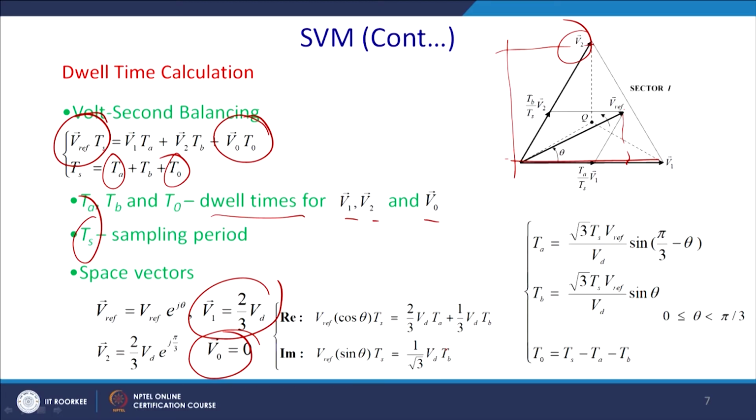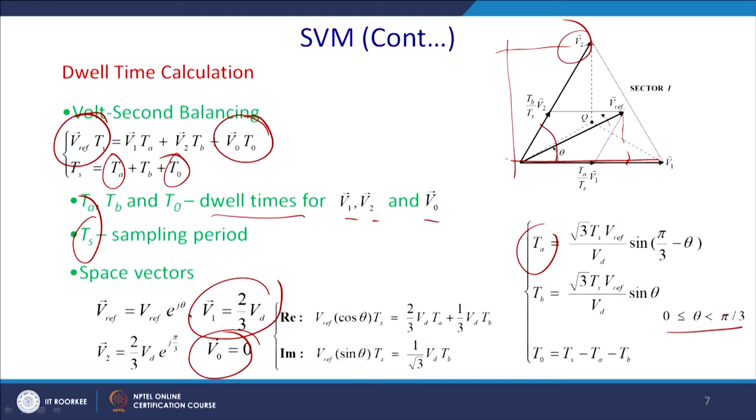It is simple mathematics, actually this angle is 60 degrees. So, if you take a projection, it is sin 60. So, the Ta essentially, if you substitute, you can find it out. So, Ta is √3 Ts Vref by Vd into sin(60 minus theta), and Tv will be equal to √3 Ts Vref by Vd sin theta.